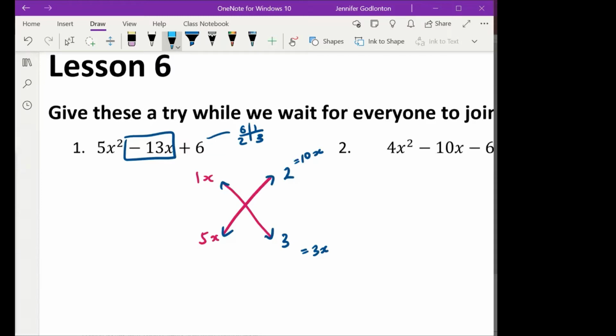Are they supposed to be a negative and a positive? So remember, if this is a plus sign, then our signs have to be the same as each other. So we're going to have a negative and a negative because negative 10 minus 3 is going to give us negative 13. But you've done all the hard work. So it was just about signs. So then our brackets land up being 1x minus 2 and 5x minus 3.